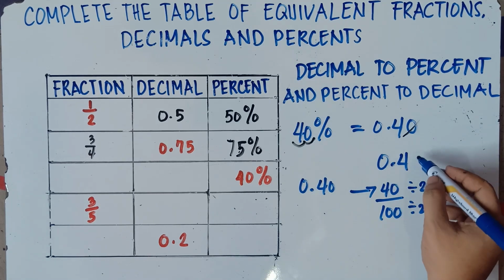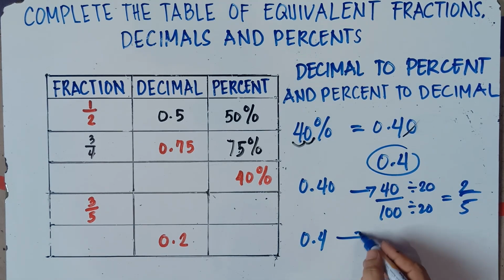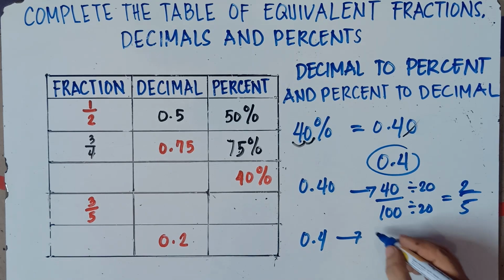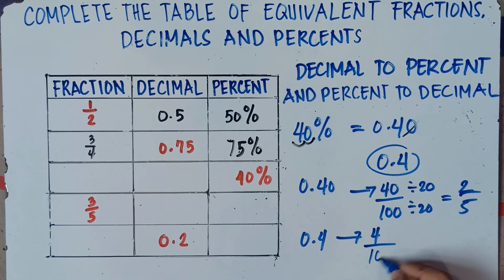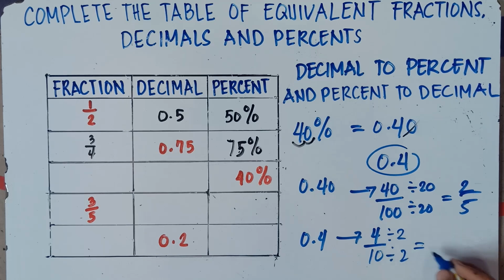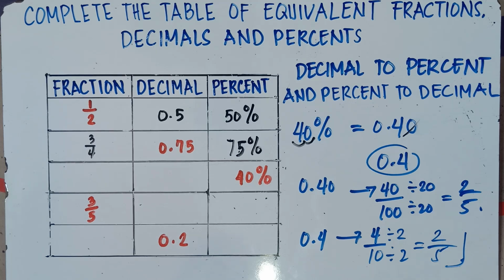Okay, let's double check, class. This one, 0.4. Is this the same as 0.40? Let's double check that one. 0.4, we have only tenths. So 4 over 10. Once again, 4, the place value is tenths. That would be 4 over 10. Find the GCF, class, of 4 and 10. That's correct, that's only 2. Divide by 2. 4 divided by 2 is 2. 10 divided by 2 is 5. Same answer, class. Therefore, 0.40 and 0.4 are the same, class.